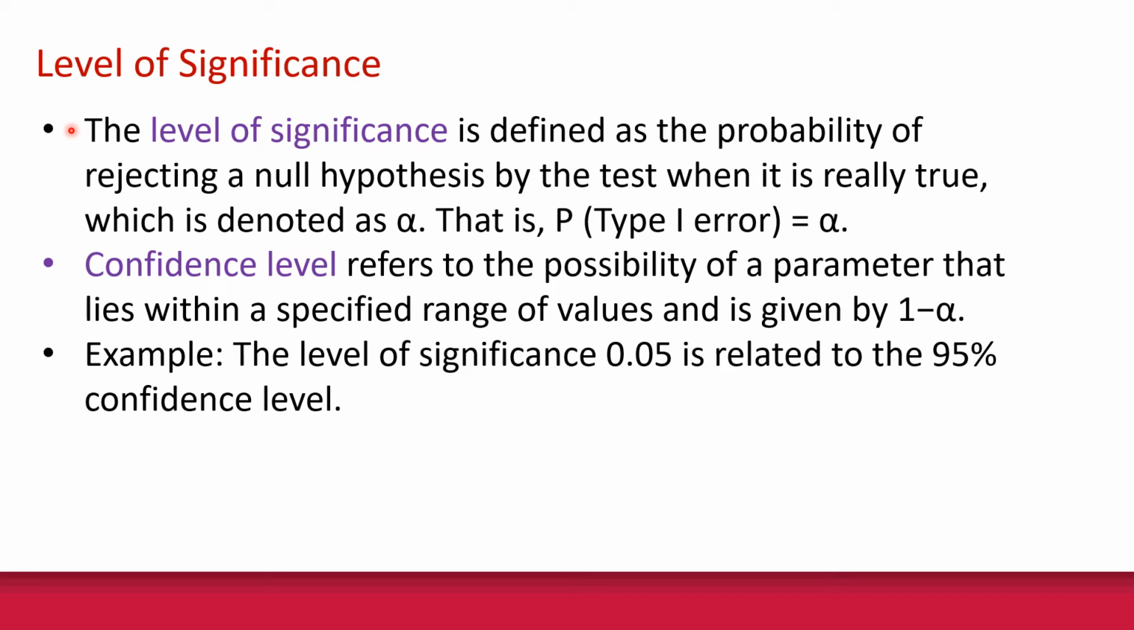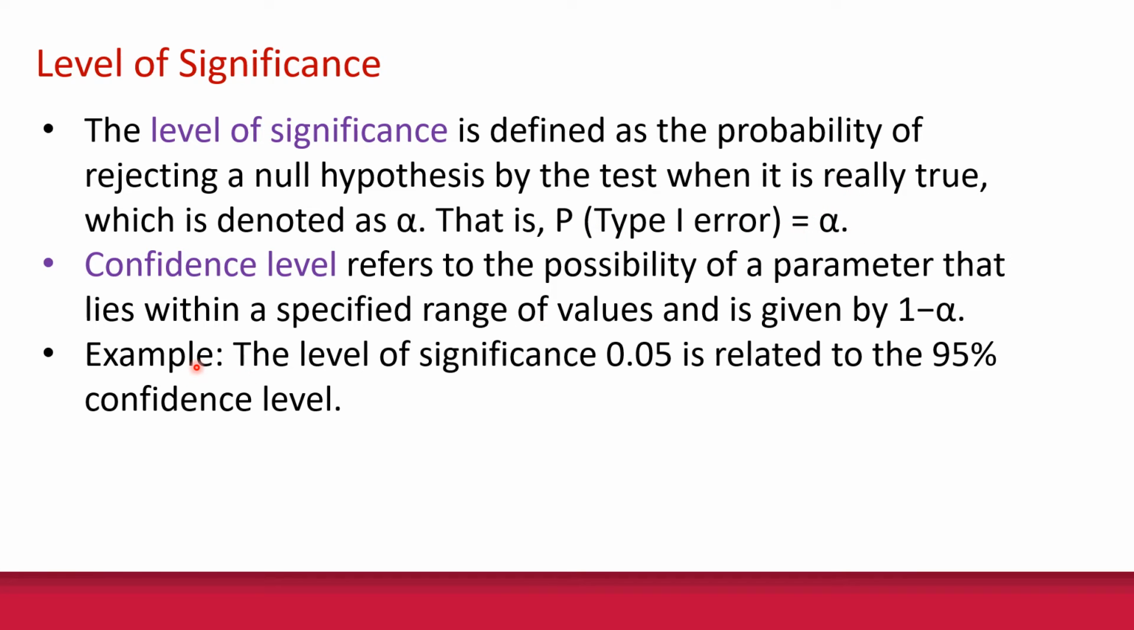Another term that we often hear when dealing with tests of hypotheses is what's referred to as the level of significance. The level of significance is defined as the probability of rejecting a null hypothesis by the test when it is really true. This is denoted by the symbol alpha, the level of significance. So in other words, P for type 1 error is equal to alpha.